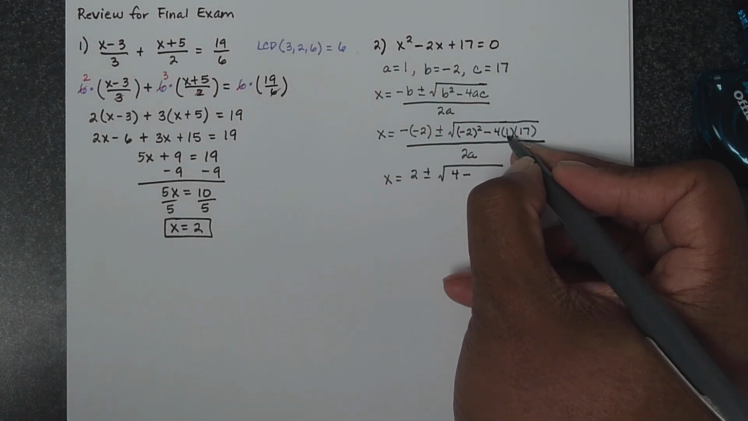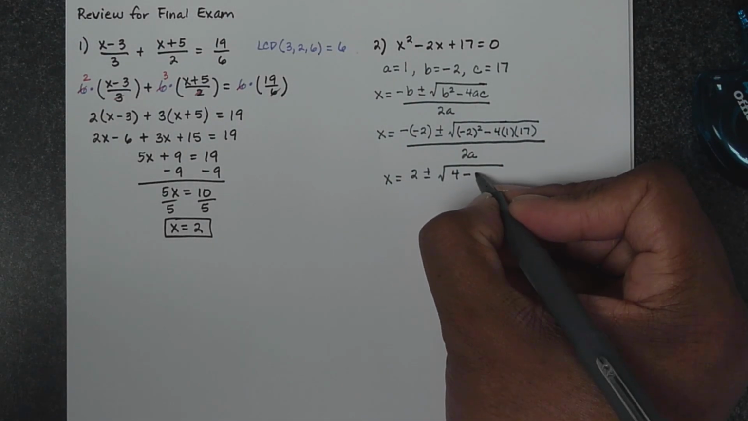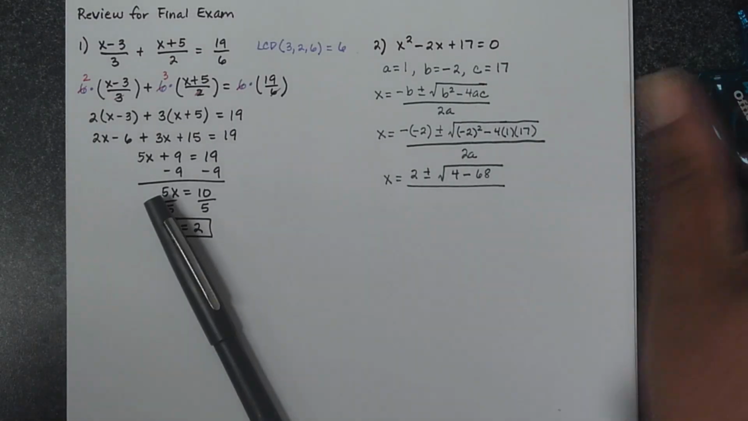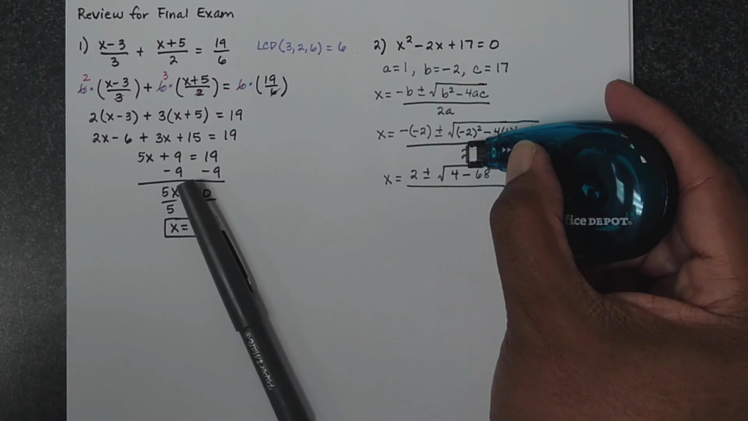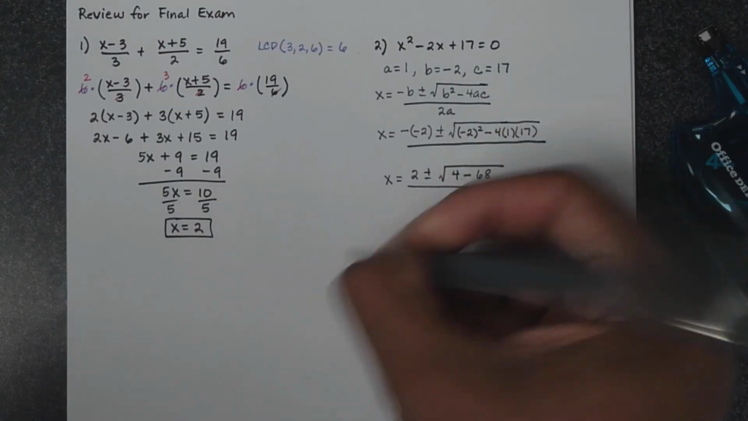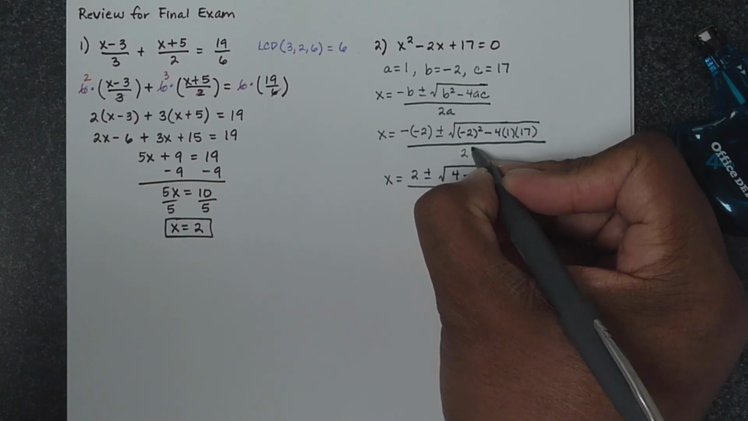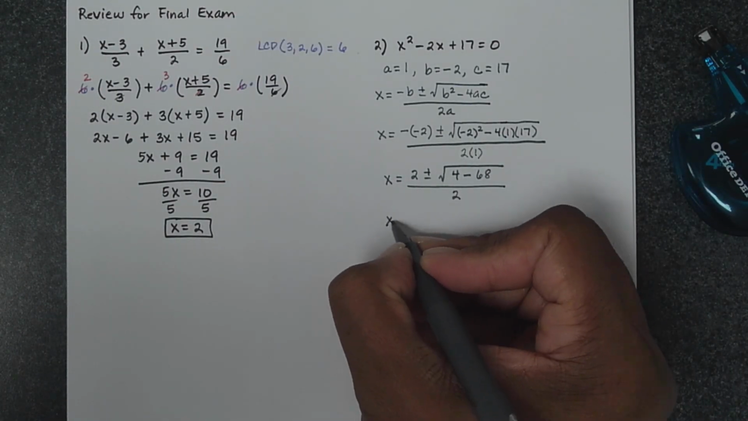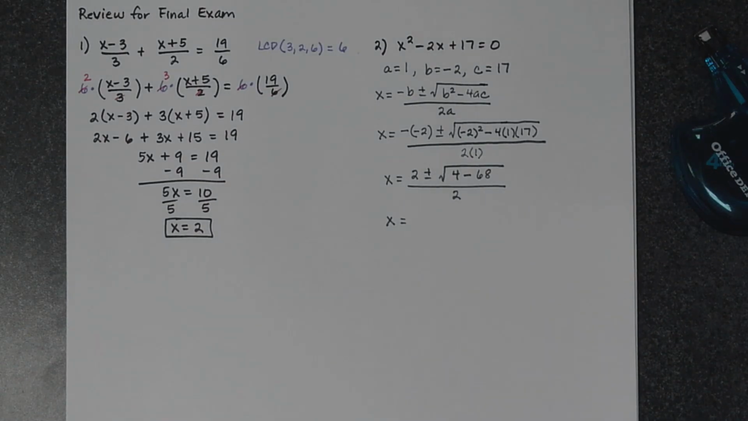Minus 4 times 1 times 17 will be 68. All that's divided by, and I forgot to replace this a with a 1, so that denominator should be 2 times 1. And 2 times 1 will be 2. So here we got x equals 2.